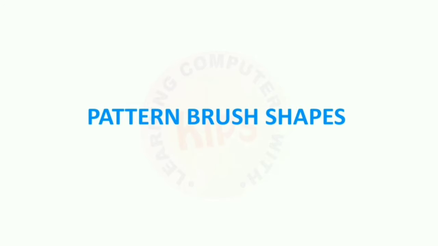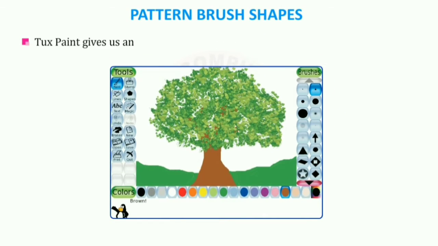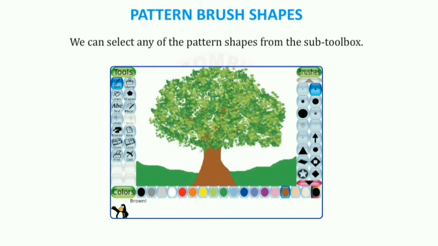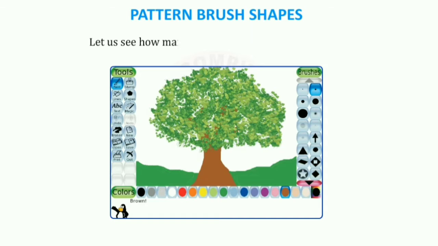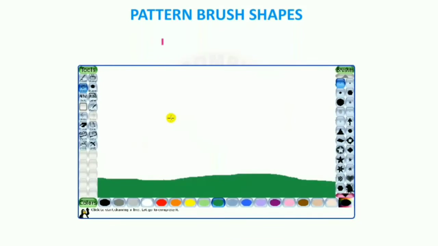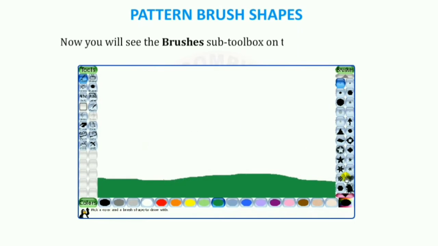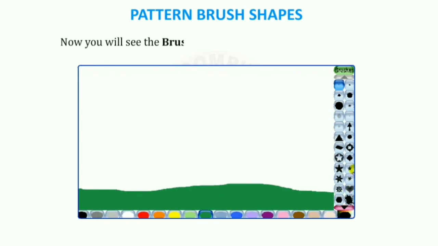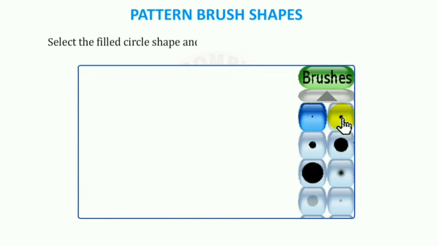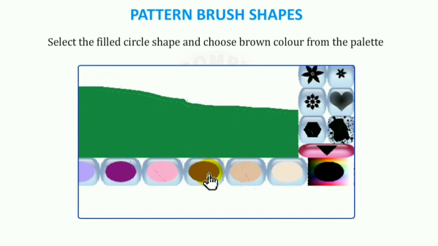Students, let us talk about the patterns of brush shapes. Tux Paint gives us an option to draw beautiful patterns using the Paint tool. We can select any of the pattern shapes from the sub-toolbox. Let us see how many beautiful patterns we can make. Select Paint tool. Now you will see the brushes sub-toolbox on the right-hand side. Select the filled circle shape and choose brown color from the palette.